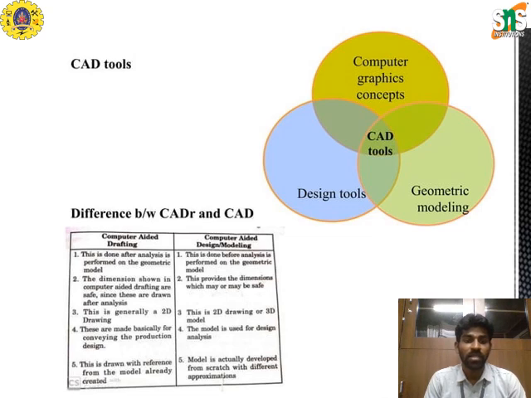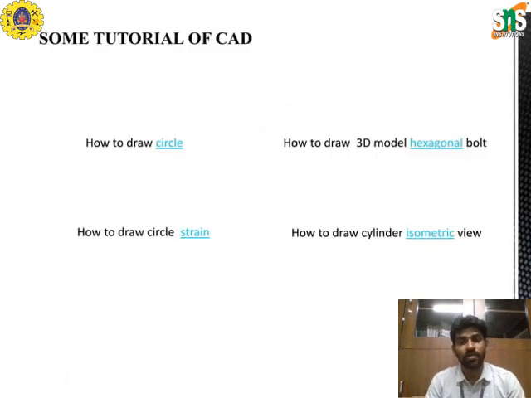First, in CAD drafting, analysis is performed after the geometric model, and in CAD modeling, analysis is performed before the geometric model. The dimensions shown in the computer aided drawing are safe, and it provides dimensions which may or may not be safe. Drafting is generally a 2D drawing, while modeling is a 3D model. Drafting is basically for conveying the production design, and the model is used for design analysis. Another difference is that a CAD drafting is already created, and the model is actually developed from scratch with different approximations.